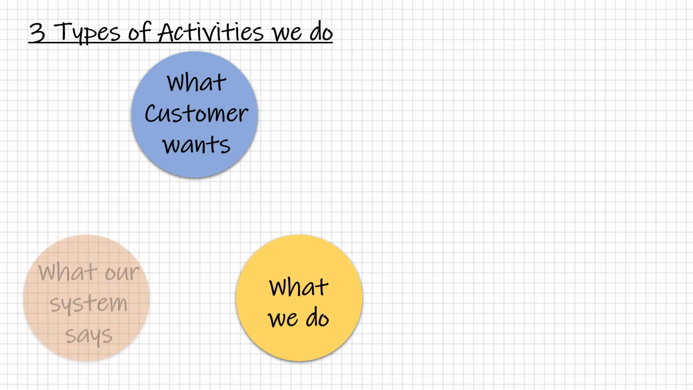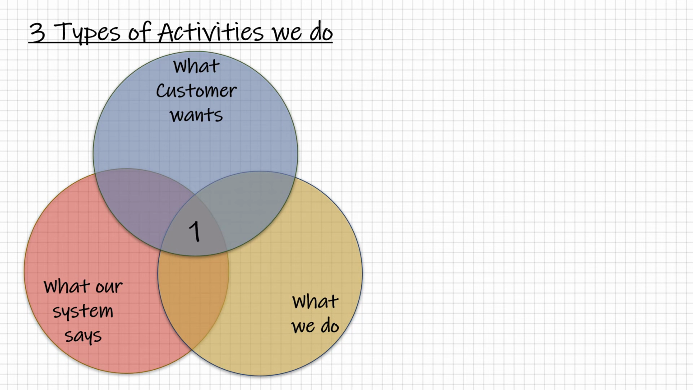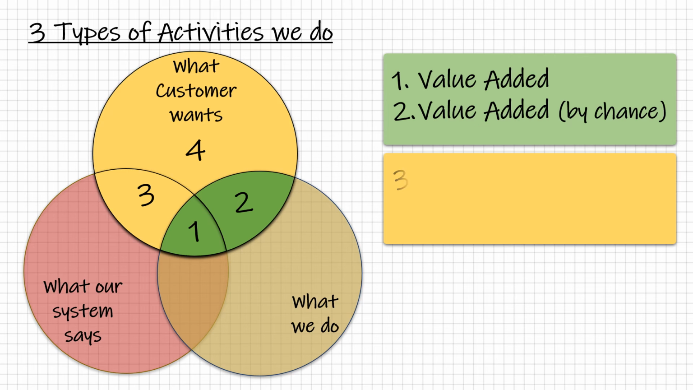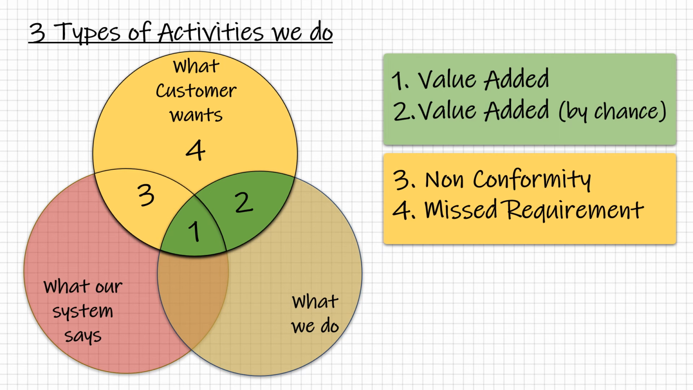Another tool to categorize the activities is based on what customer wants, what we are doing, what our system says. Accordingly, we can identify the activities that are adding value and the activities where we have the opportunity to add values and ask for a price increase.